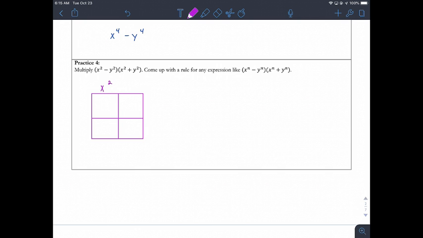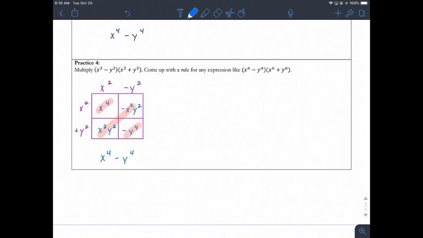So we've got x squared minus y squared, and x squared plus y squared. X squared times x squared is x to the fourth. X squared times negative y squared, remember that negative comes out front, and we've got x squared y squared. Then we've got x squared times y squared, which is x squared y squared. And y squared times negative y squared, which would give you negative y to the fourth. Combining like terms diagonally again, we get x to the fourth minus y to the fourth.